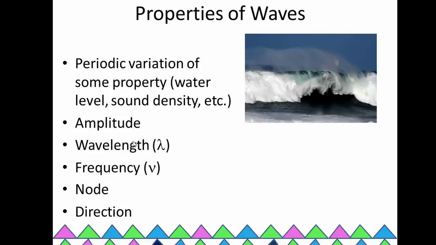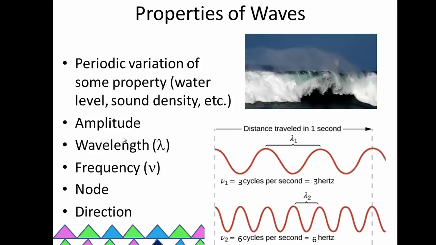Some important properties of a wave include amplitude. Amplitude is half of the peak-to-peak height. Imagine that this wave was crossing zero in the middle. The amplitude is the distance from zero to the peak. So we have amplitude, and wavelength. Wavelength is just the distance between two of the same points in the wave. So the distance between two peaks is a wavelength.